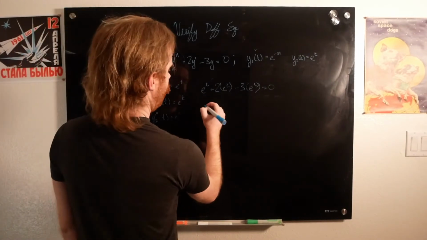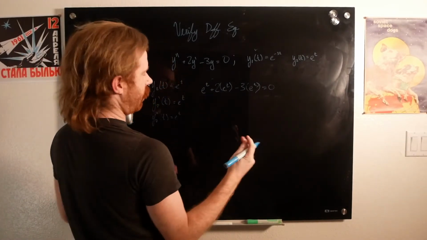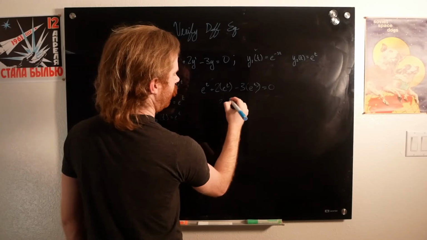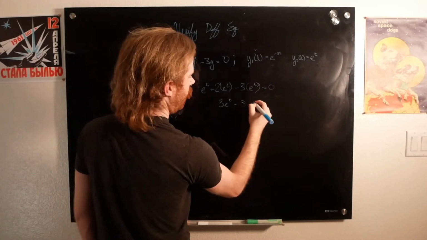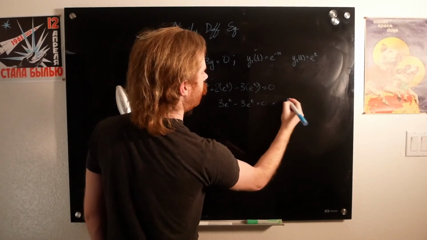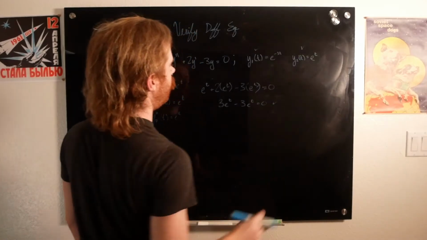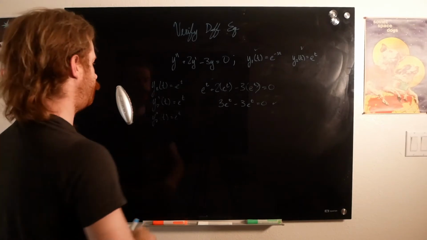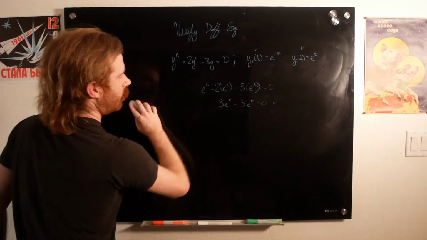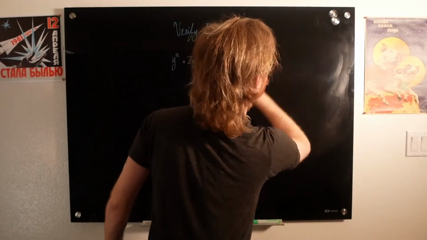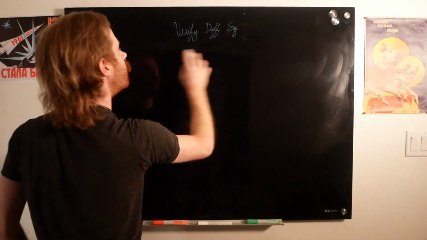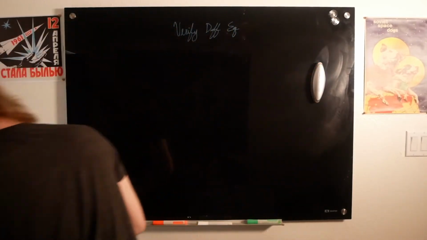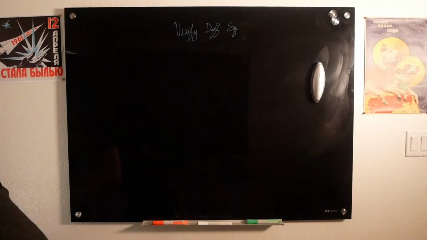So now we can combine like terms and make 3e to the t minus 3e to the t equals 0. That's a true statement. So then both of these are solutions to this differential equation. So let's try another one. Practice is always good with this class.